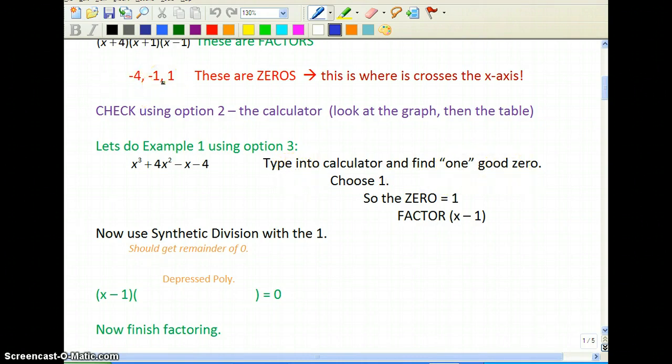I'm just going to randomly pick one, and it doesn't matter which of these 3 you pick. I'm just going to pick the positive one. You could do the same problem if you picked either of those other 2. So I'm going to pick the 1. The zero of the problem is 1, so the factor has to be x minus 1. Now, if that is a factor, I know I can put 1 in the box, and I can go ahead and depress it.